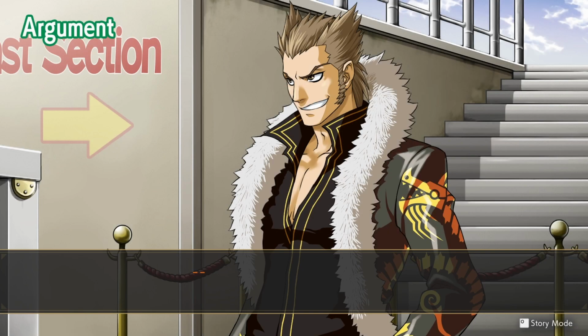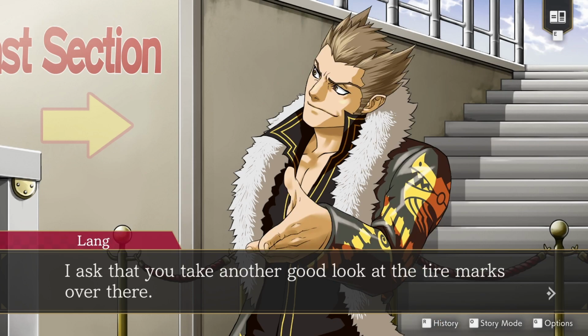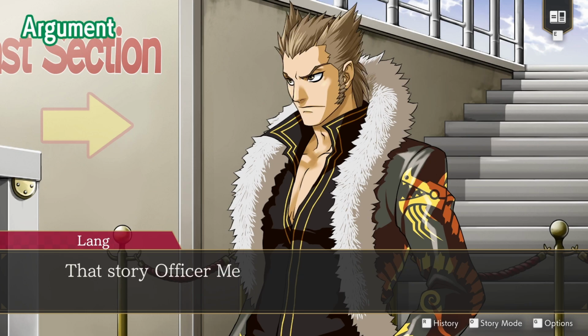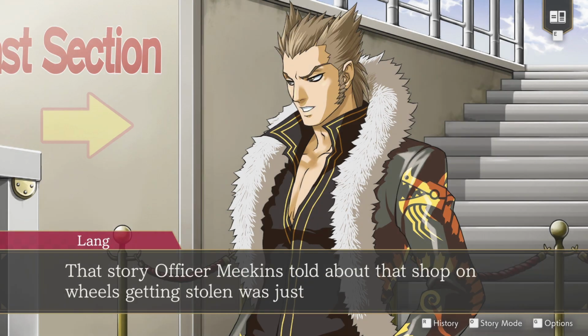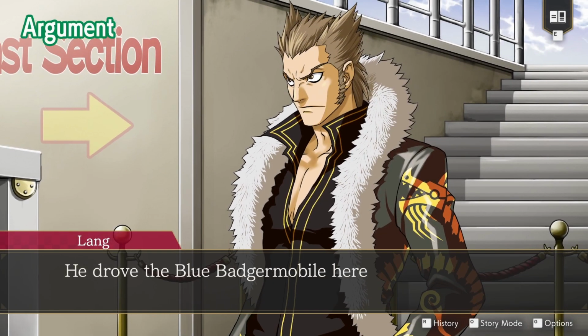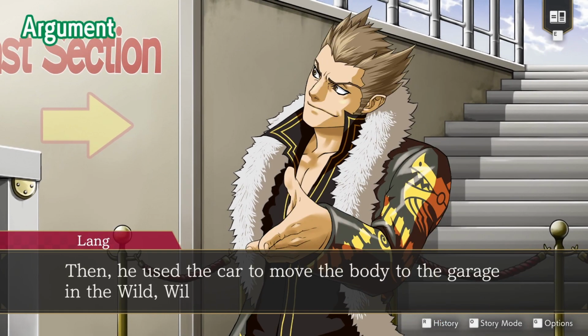Damn, Lang is persistent. I ask that you take another good look at the tire marks over there. The 3 marks are indicative of the Blue Badger mobile. That story Officer Meekins told about that shop on wheels getting stolen was just a lie. He drove the Blue Badger mobile here and committed the murder. Then, he used the car to move the body to the garage in the Wild Wild West area.